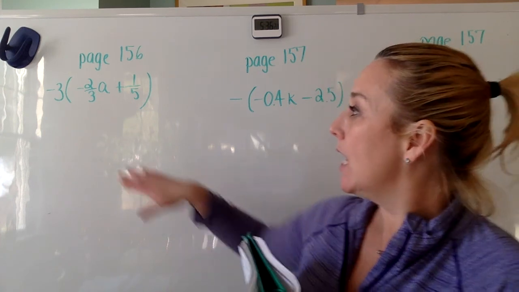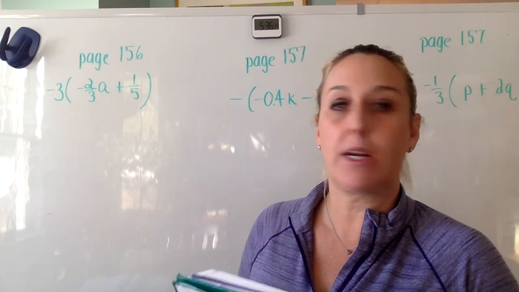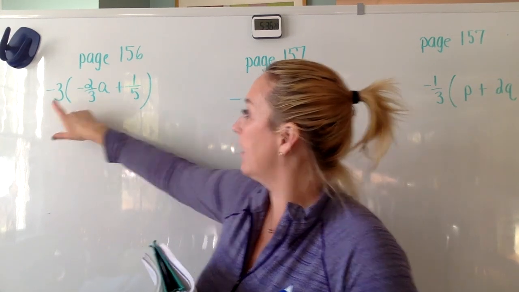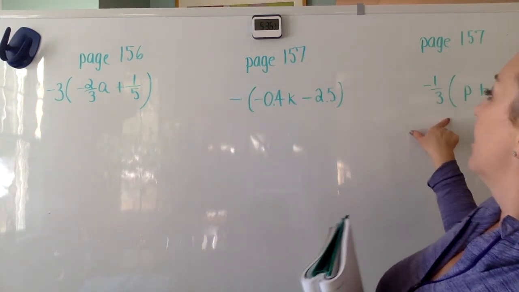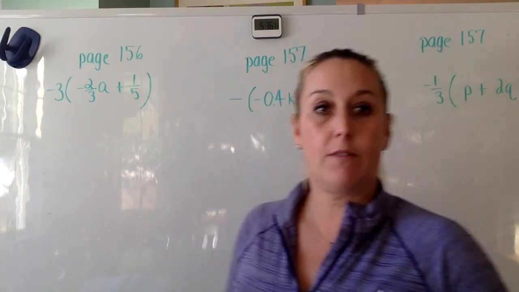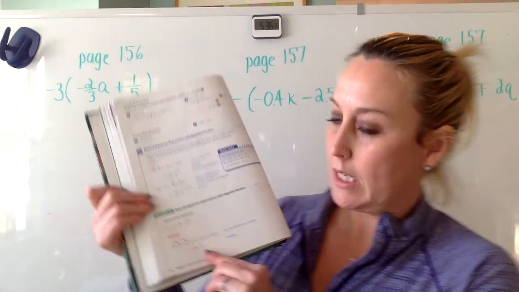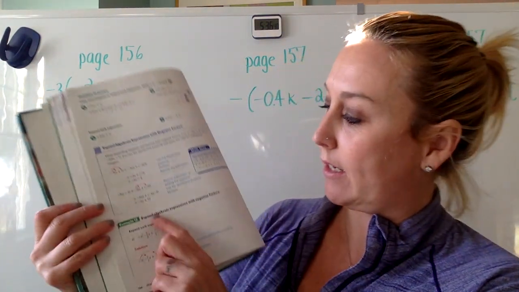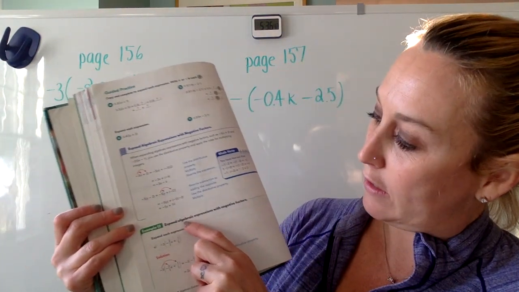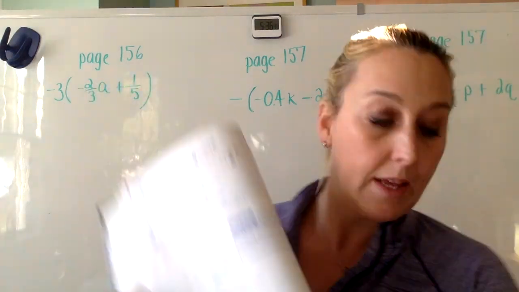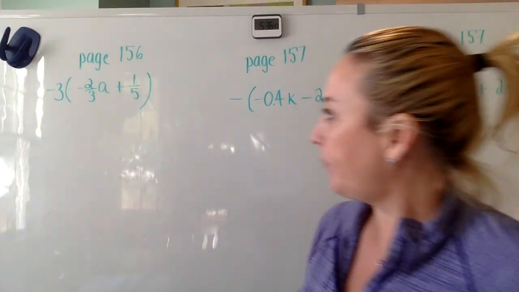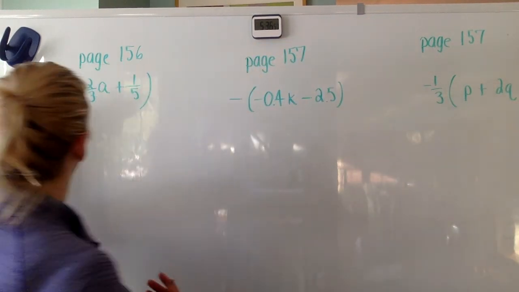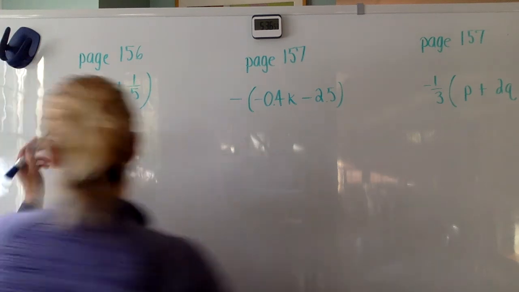So we're still expanding expressions here, but now you'll see we are expanding expressions with negative factors on the outside of the parentheses. If you want to follow along, it's page 156, and the skill here is expanding algebraic expressions with negative factors. This is where really applying your negative rules is going to be important. So we're still functioning the same way.